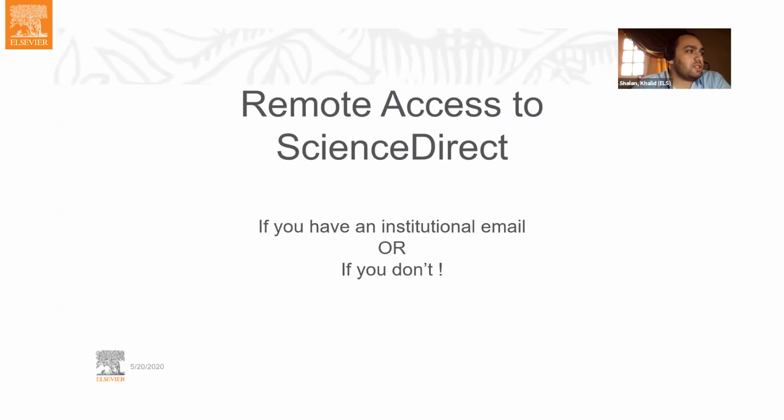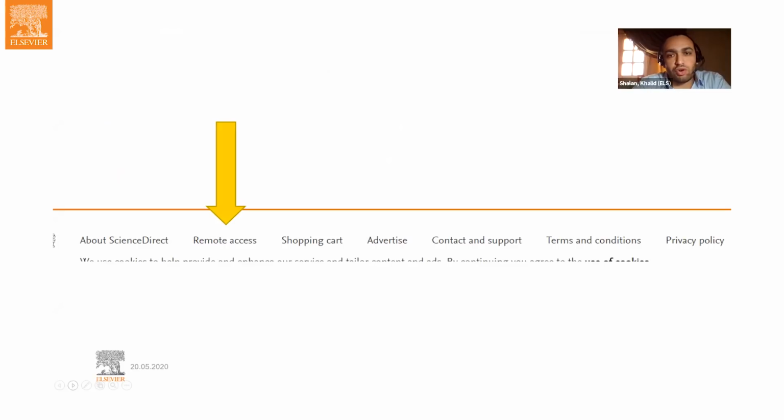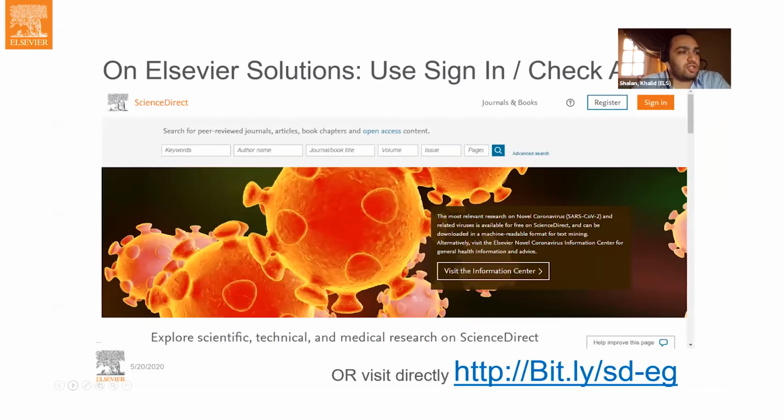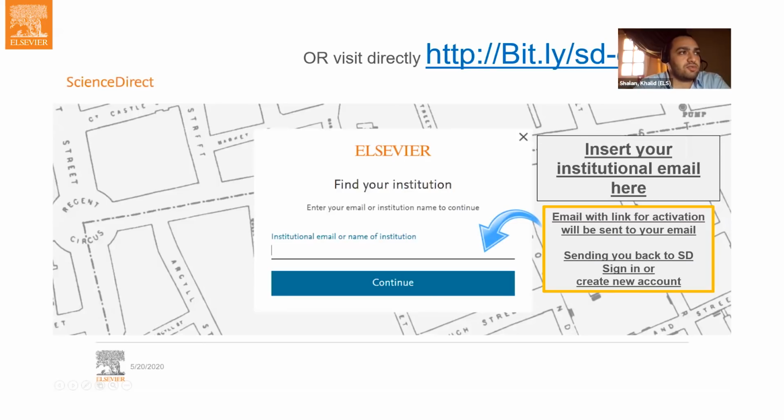So the first thing, if you have an institutional email, what you would need to do is scroll down on any page on ScienceDirect and find the remote access button, or it might be a bit easier if you just visit directly bit.ly/sd-eg. And once you've opened that link, or for some of you, if they try to sign in, you should find a screen like this one.